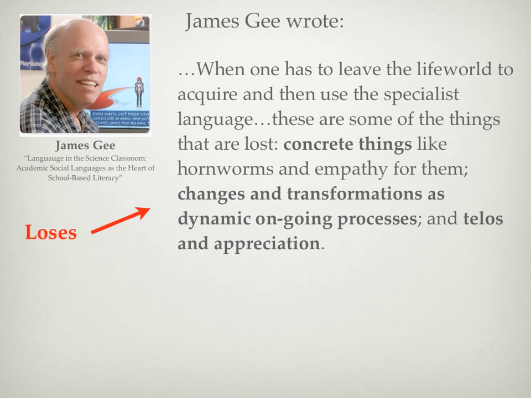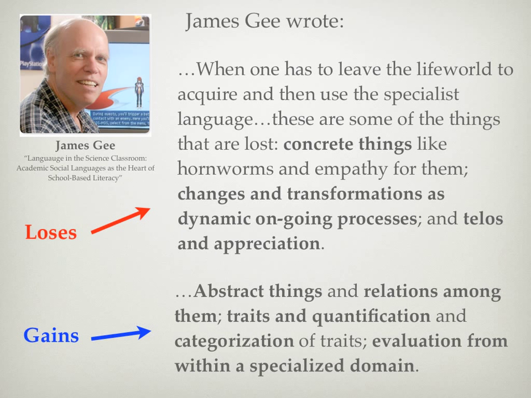Well, G in the same paper also indicates what might be gained by acquiring such a language. Abstract things might be gained, relations among them, traits, and quantification and categorization of traits. Evaluation. And evaluation that's not just rooted in our own feelings, but from within a specialized domain.